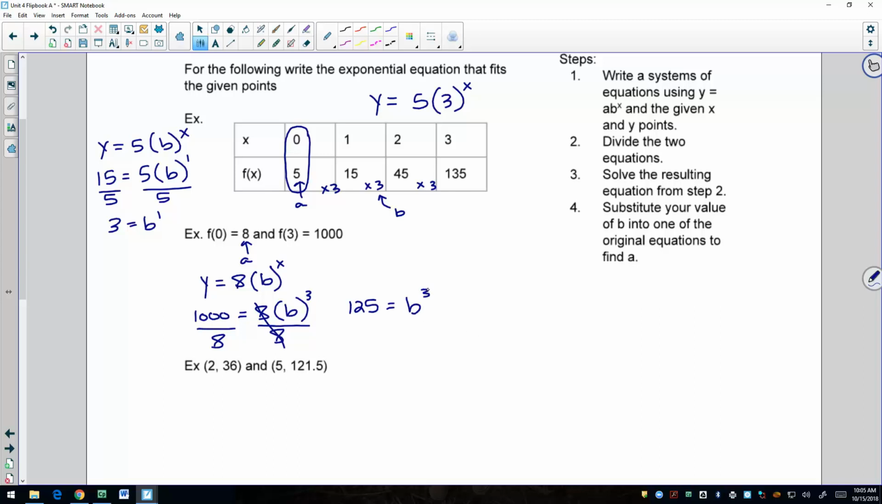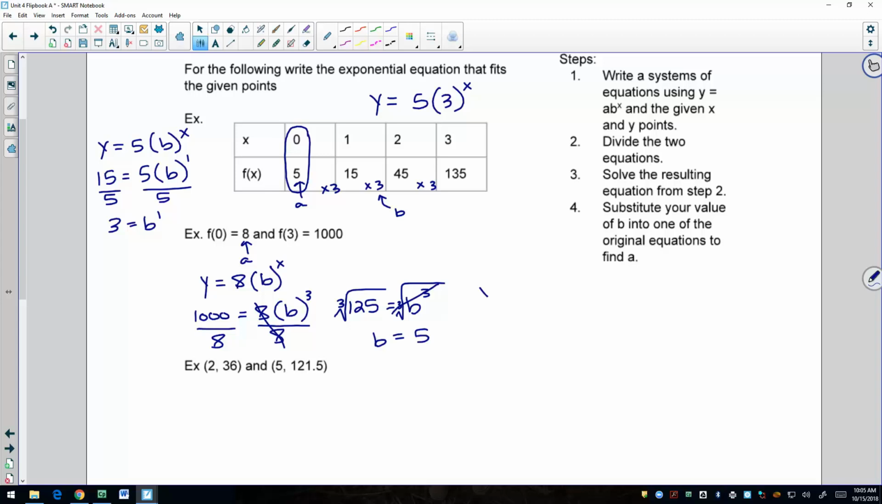Then you get rid of your exponent last. So to get rid of a cubed, you cube root both sides. Remember, you got to put the little 3 there. If you don't, it looks like you're square rooting both sides. The cube root of 125, so what times itself 3 times is 125? b turns out to be 5.